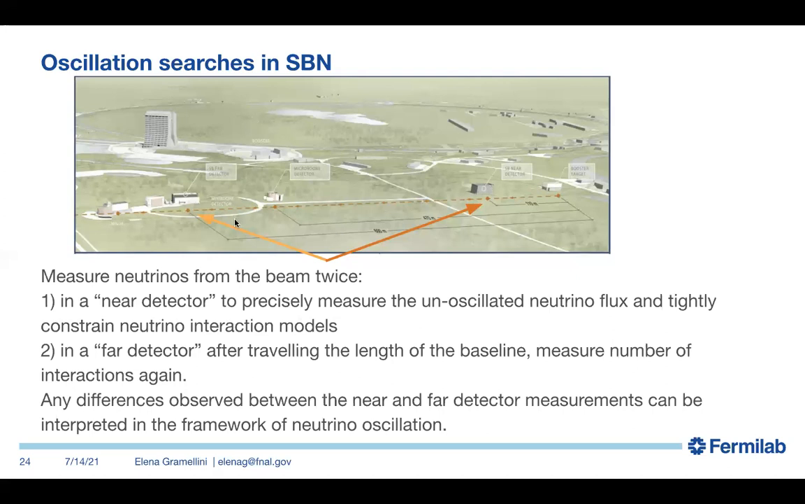And then you measure them again after they have traveled the length of the baseline, and you measure the interaction again. And if you find any difference after you account for the fact that you have different acceptance in terms of the detector, then you can interpret this in the framework of neutrino oscillation. And this is especially important if you have the same nucleus.